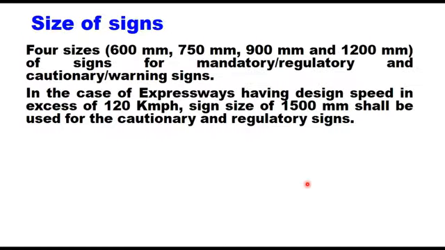The next is size of the signs. As a general rule, there will be four sizes: 600 mm, 750 mm, 900 mm, and 1200 mm for mandatory, regulatory, and cautionary or warning signs. In the case of expressways having design speed in excess of 120 km/h, the sign size of 1500 mm can be used for the cautionary and regulatory signs.